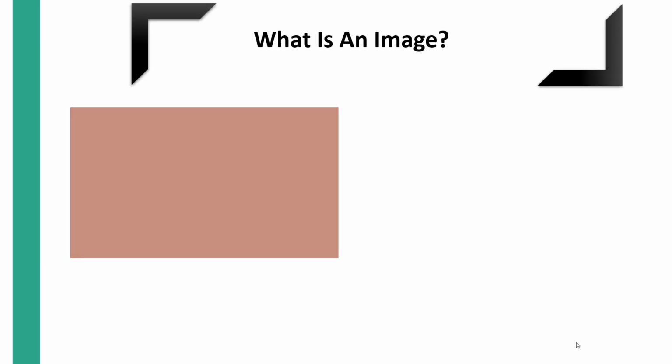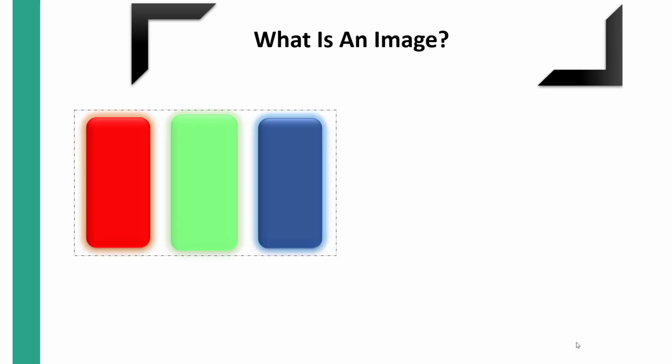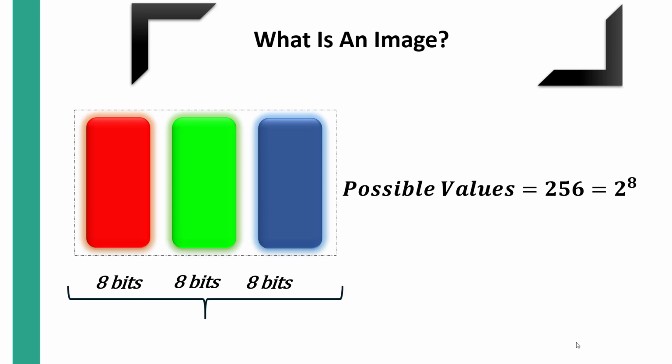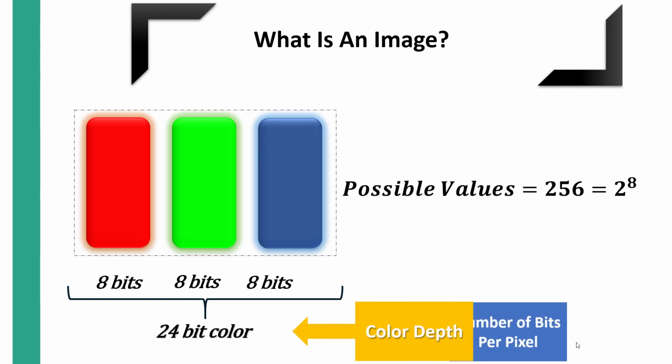The pixels in turn are made up of three colors: red, green, and blue. Conventionally, we restrict the shades of each of the individual colors to a total of 256 shades. This is equivalent to 2 power 8. So in order for us to encode an image into binary, we will use 8 bits to store the value of shade for each of the colors. The resultant color will be stored in 24 bits. We call it 24-bit color. This quantity has a special name, color depth, or the number of bits per pixel.